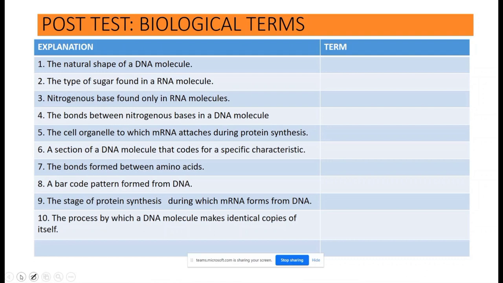So I'm going to give you a little post-test on biological terminology. There are 10 biological terms, and I want you to fill in the correct answer. And well done, Valhalla. I want the answers for 1 to 10. Let's see which school on this beautiful Valentine's Day can get 10 out of 10. Let's go. It starts right now.